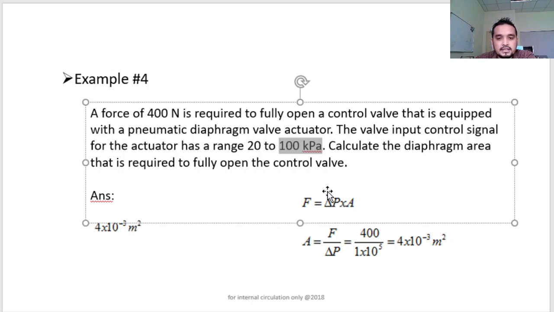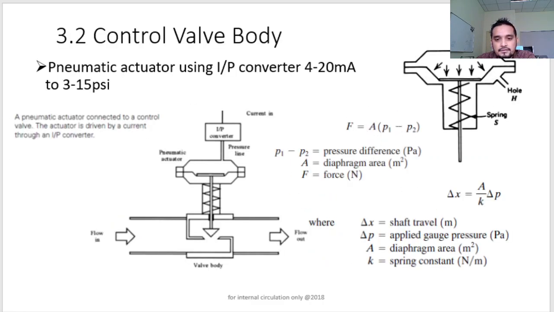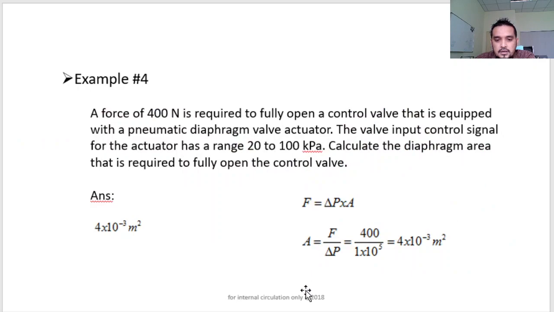Force is actually used to calculate the diaphragm area. Again, we're going to use the same formula that was given earlier here. F equal to A times pressure difference. And then for A, in this case, is 400 newtons divided by 100 kilopascal. So 10 to the power of 5 will give you 4 times 10 to the power of minus 3 meter squared.